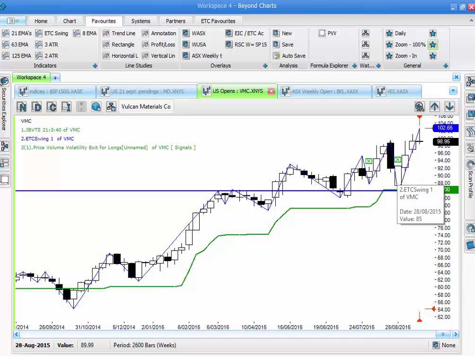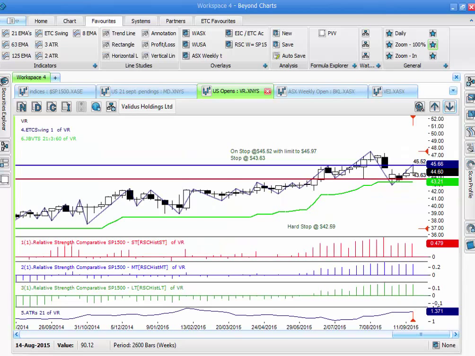VMC continuing to move quite strongly against the broader market. VR, this is an example of a stock that's been triggered in, it's come back down. It has breached its soft stop. It's now got a hard stop in there as an example, down at 42.59.